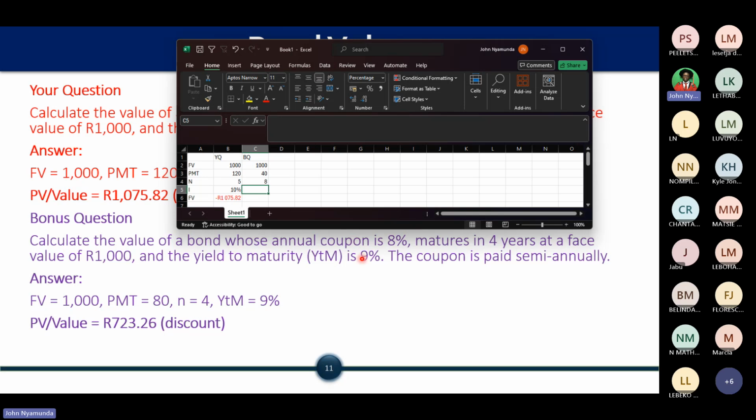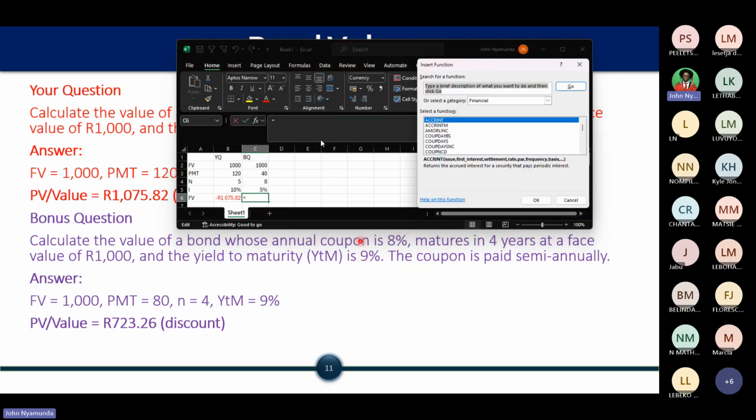Where is the I? Is 9 divided by 2, 4.5? Okay, let's see what happens. I wanted to be lazy, but no, let me do it properly. Laziness is not a virtue, actually. It's a bad thing. Let's not promote laziness.